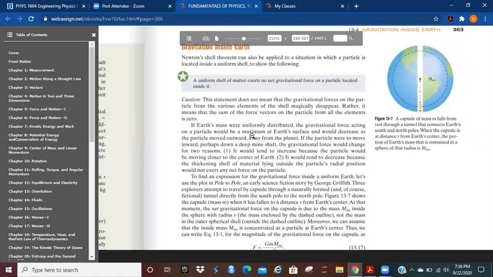If Earth's mass were uniformly distributed, the gravitational force acting on a particle would be a maximum at Earth's surface and would decrease as the particle moves outward away from the planet. If the particle were to move inward, perhaps down a deep mine shaft, the gravitational force would change for two reasons. It would tend to increase because the particle would be moving closer to the center of the Earth. It would tend to decrease because the thickening shell of material lying outside the particle's radial position would not exert any net force on the particle.